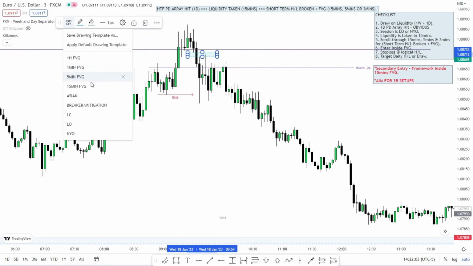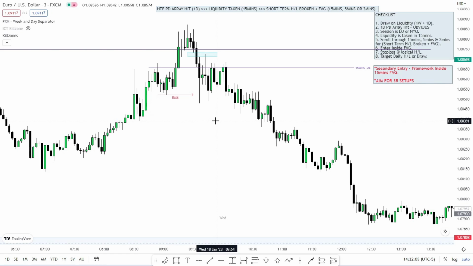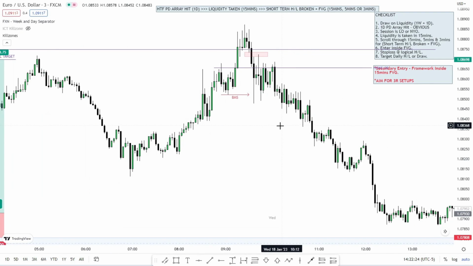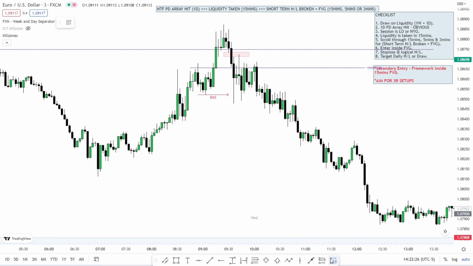Oh, this is a 3 minutes. Look at this. This is the entry, 9:42. So it broke structure at 9:36, then came back. So that is it, guys. So let's see the potential.